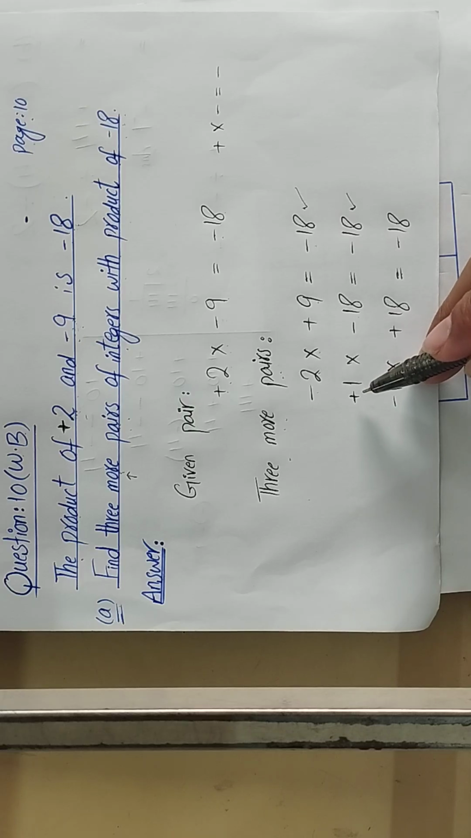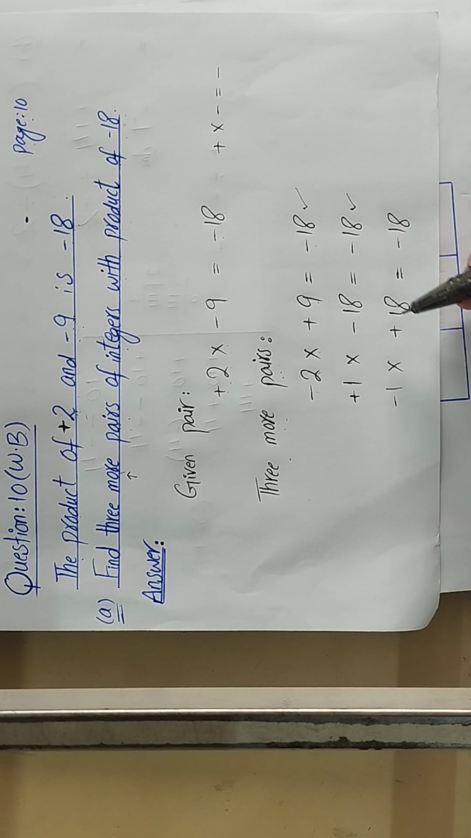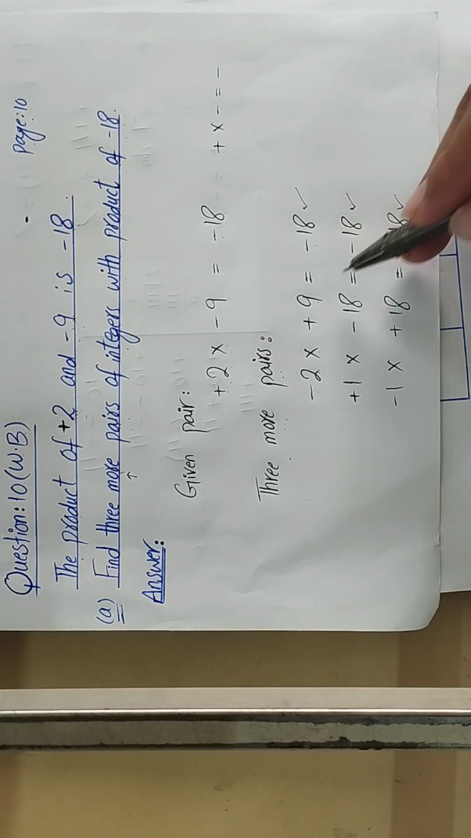Flip the sign means change the sign of the integers. Plus 1, if I change this plus 1 into minus 1 and this minus 18 into plus 18, see what happens. 1 multiply 18 is 18 and minus multiply plus is minus. Again we have minus 18 in the answer. So minus 1 and plus 18, this one is the third pair. So we have found 3 pairs of numbers.